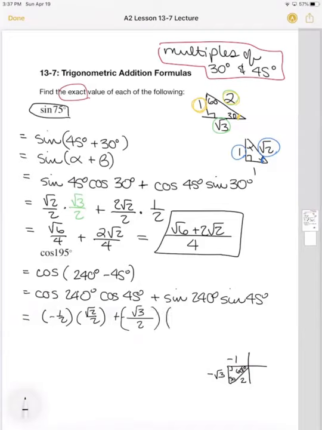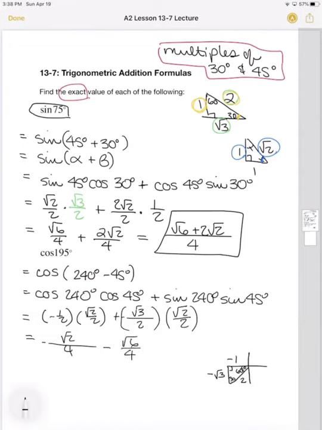And then the sine of 45 degrees is the same as the cosine of 45 degrees. Okay, so now let's go ahead and multiply what we have here. We have, let's see, negative root 2 over 4 minus root 6 over 4.